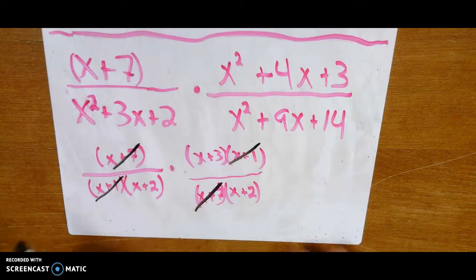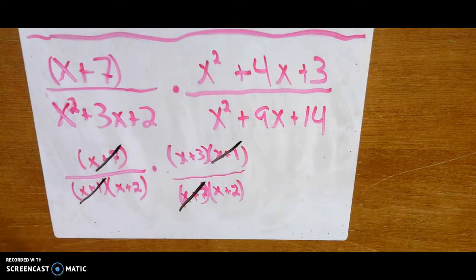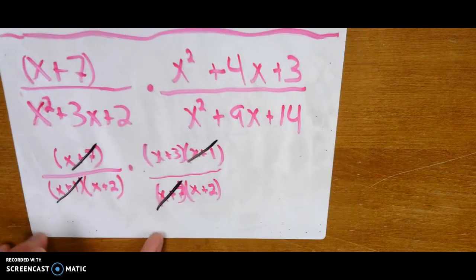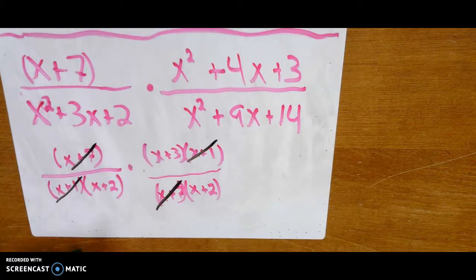These, however, cannot cancel because they're both in the denominator. If something were to cancel, you'd have to have one factor in the numerator and the matching factor has to be in the denominator. So you have to cancel one from top, one from bottom. So these two right here would not cancel out.